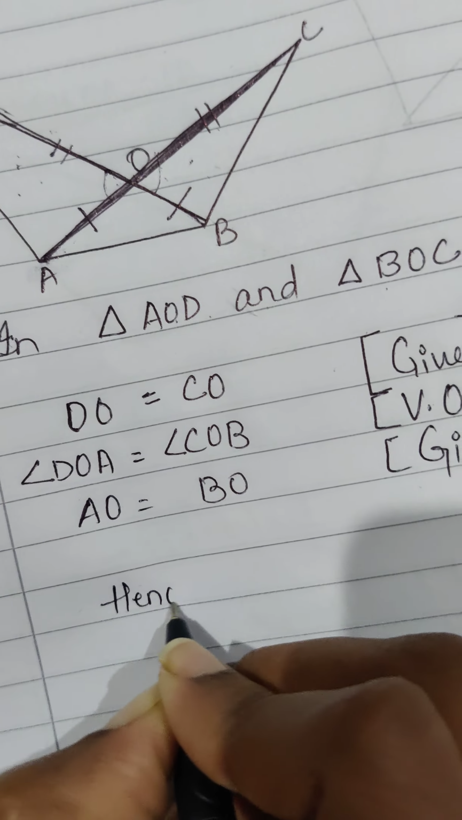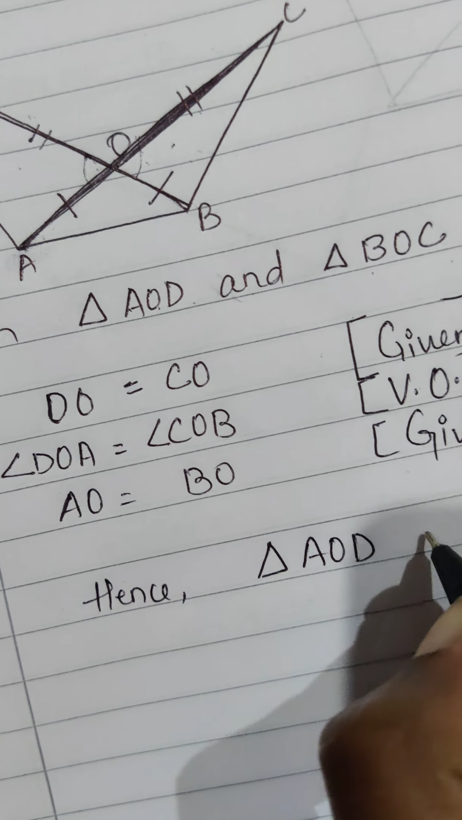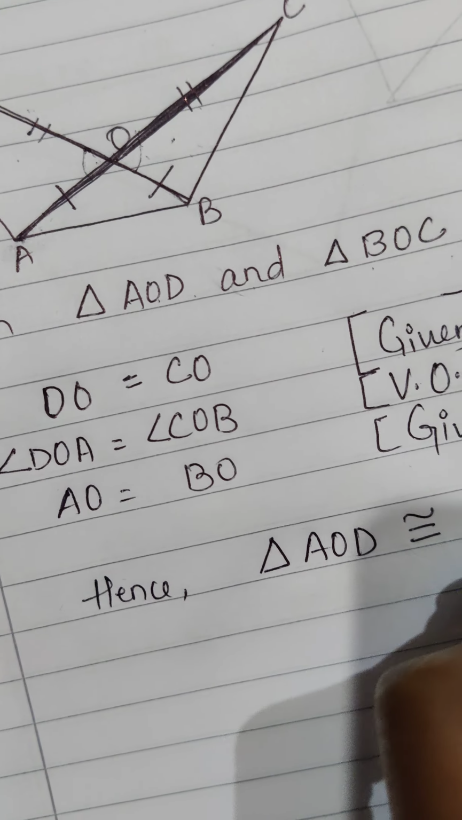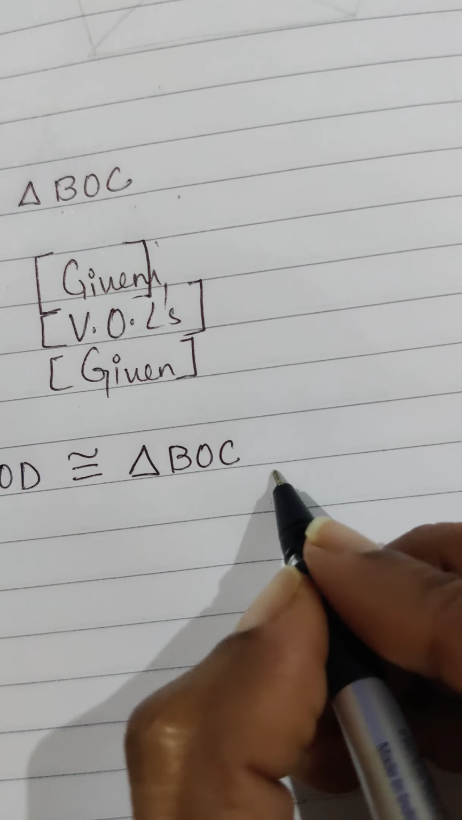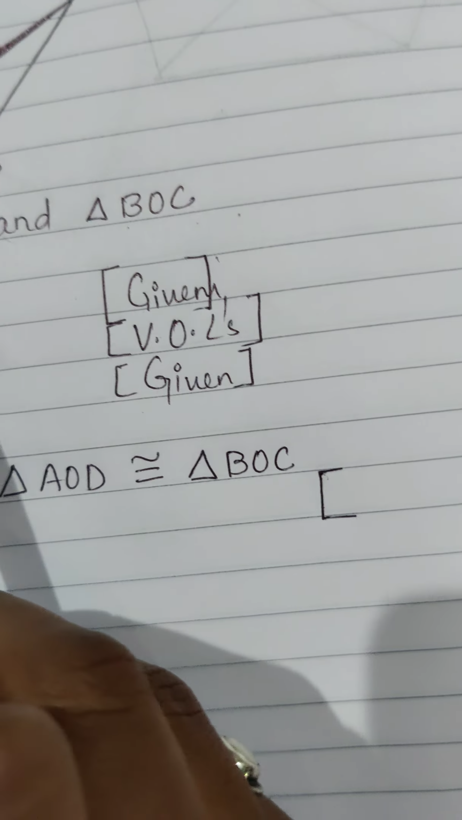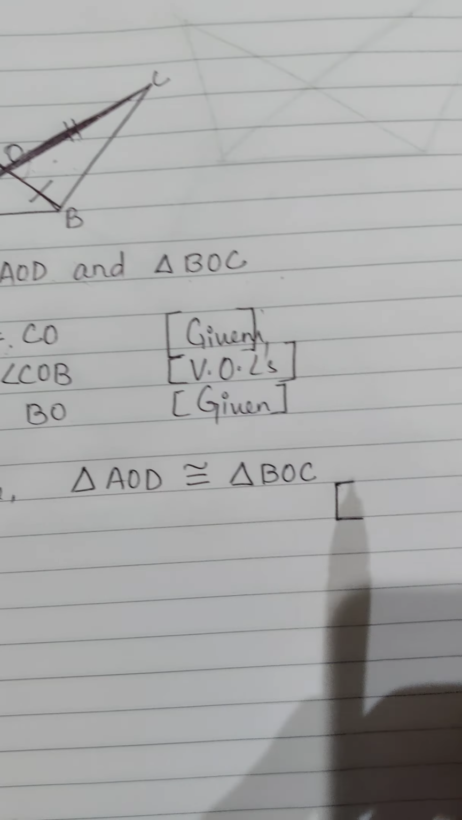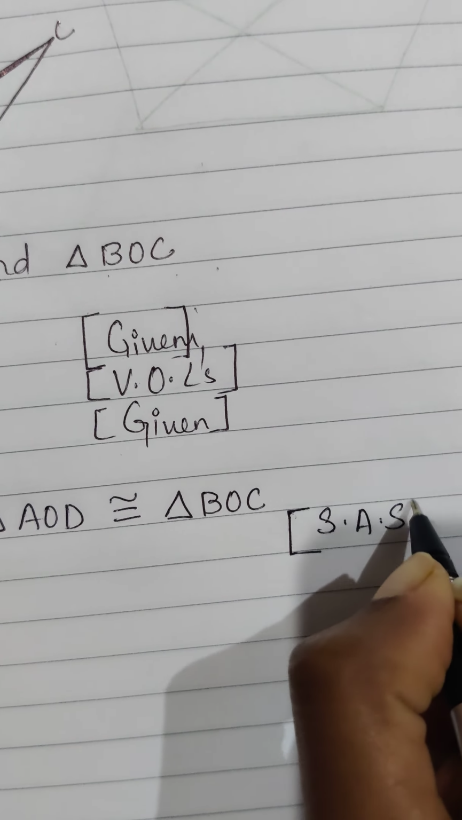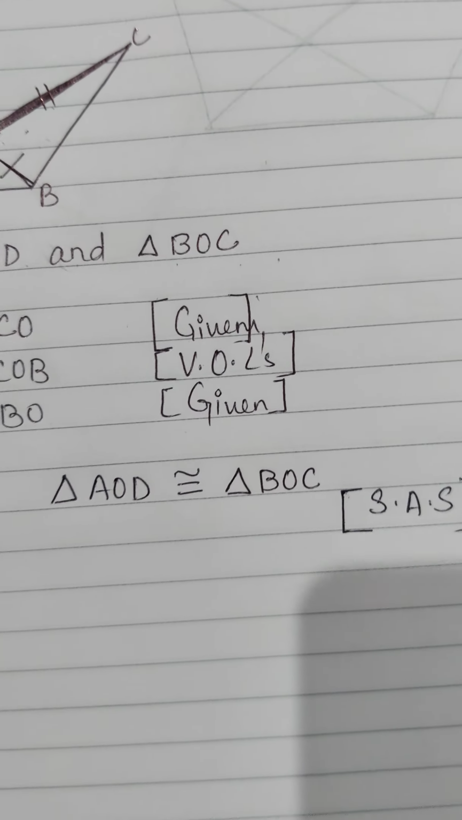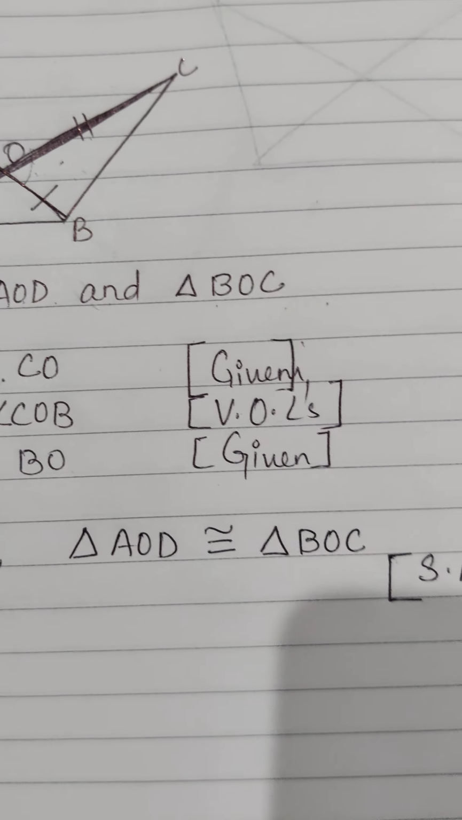Hence triangle AOD is congruent to triangle BOC. By what rule? You can see here side, angle, side. So we'll write side, angle, side. By this property, these two triangles are proved congruent.